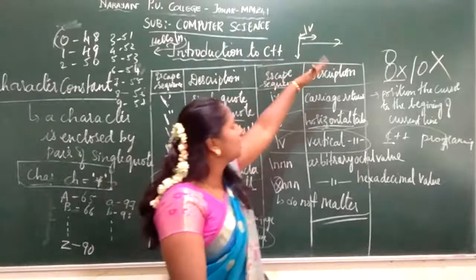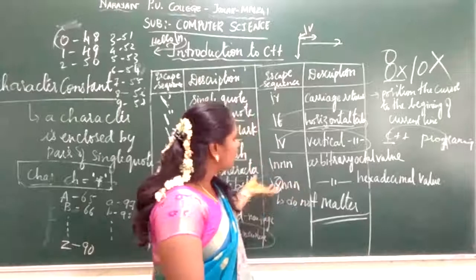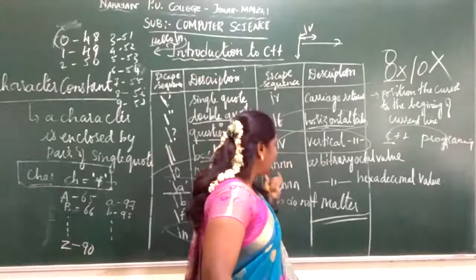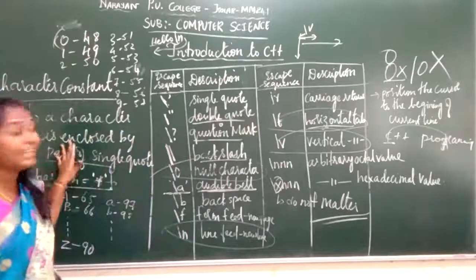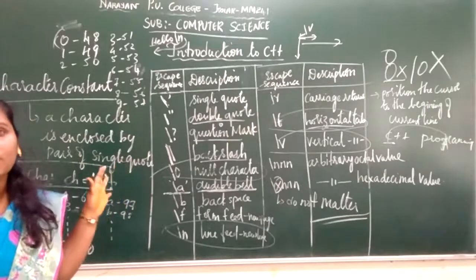So horizontal tab, vertical tab, you are going to use slash t, slash v. These two are used for arbitrarily calculating the values for octal and hexadecimal constants. So this is about your character constant. Next we'll see what is string constants.